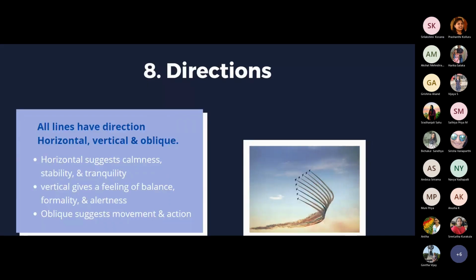And another element in graphic design is directions. There are three directions: horizontal, vertical, and oblique. Each one has different meanings. Horizontal suggests calmness, stability, and tranquility. Vertical line gives a feeling of balance, formality, and alertness. Oblique will suggest movement and action. See, in this example, in this way, we can tell something related to the direction of the lines.